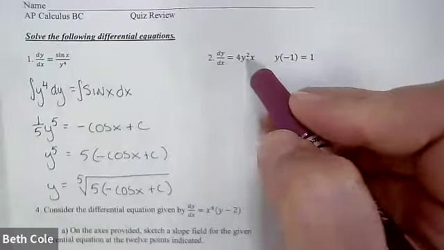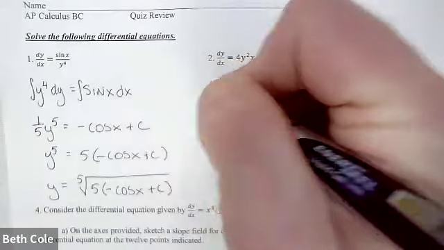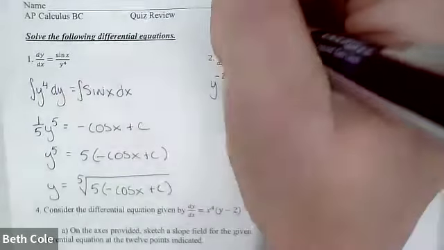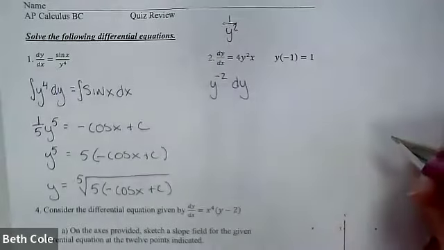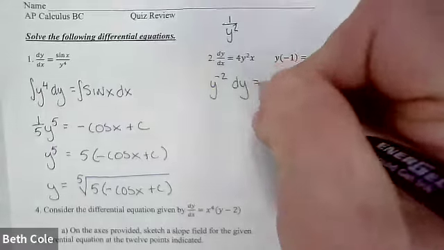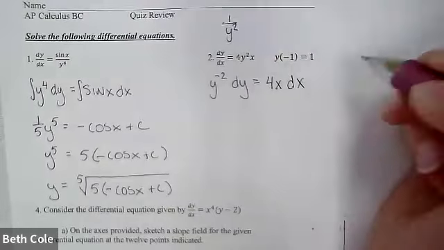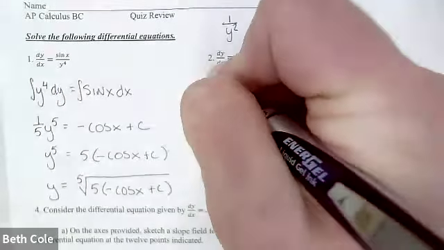For this one, we're going to divide over the y squared, which when I move it to the other side, it's going to become y to the negative second. It would look like this, but I'm just writing it with the negative exponent. And then I'm going to multiply the dx over. So still on that side, we have 4x dx, antiderivatives.